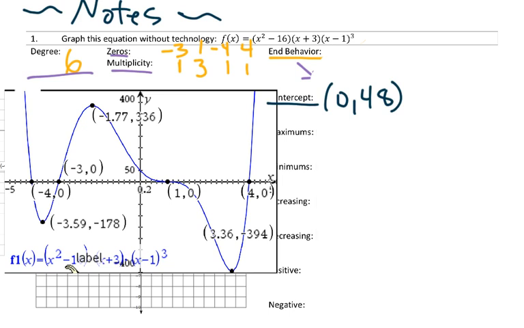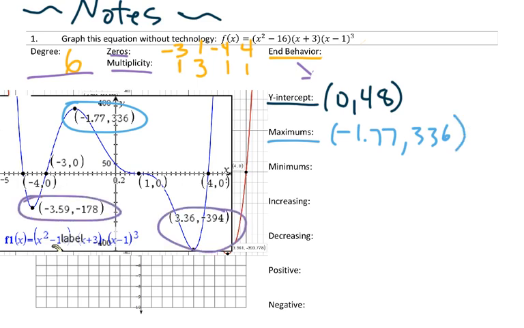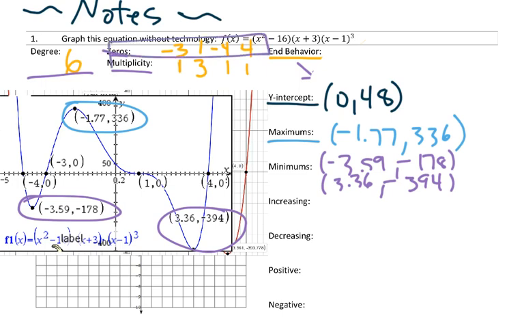All right, now let's use them. Y-intercept we got 0.48. A maximum we have 1 right here, right? So negative 1.77, 336. For minimums we have 2 of them, here and here. So one at negative 3.59, negative 178, and one at 3.36 and negative 394. So those are all our points. Remember, zeros, y, max, and mins, those are all the points.